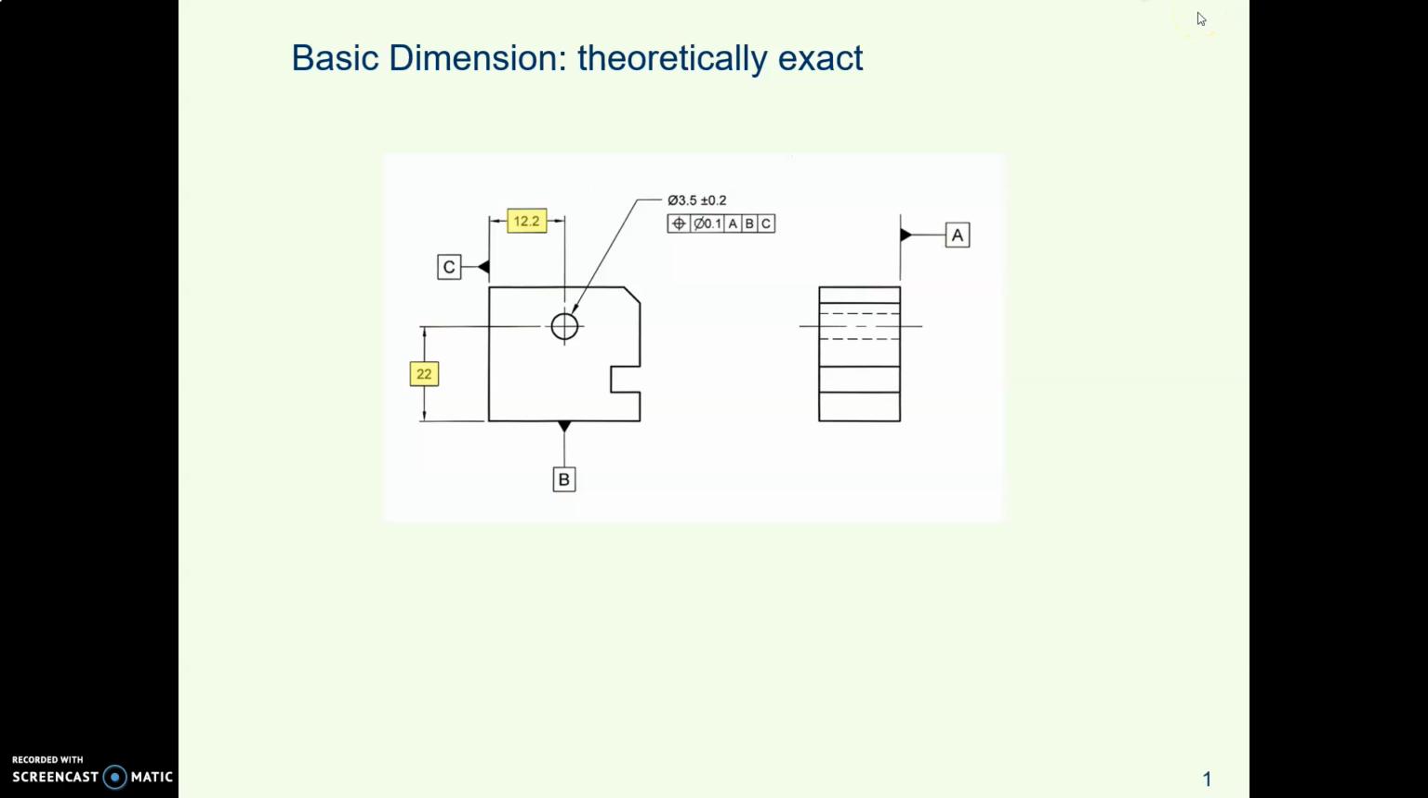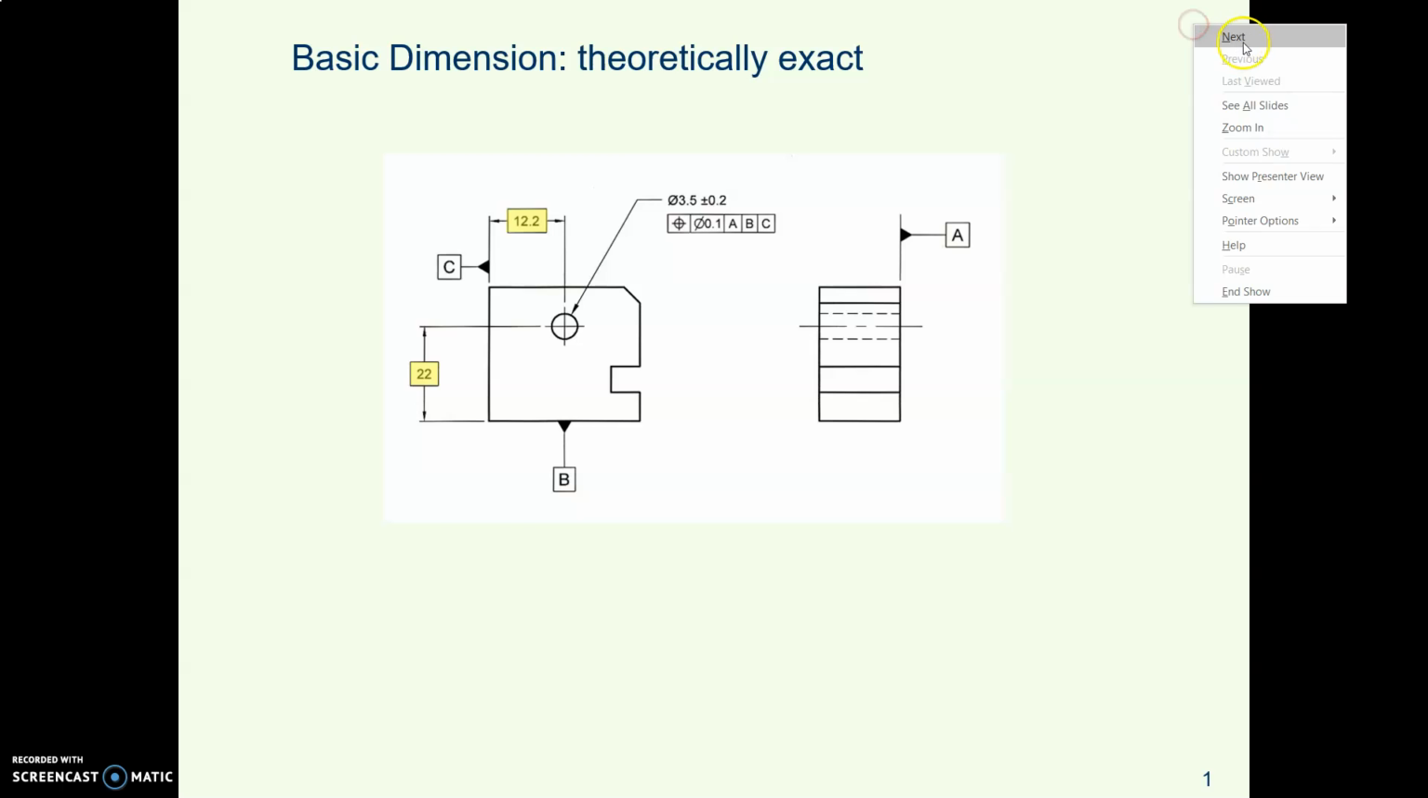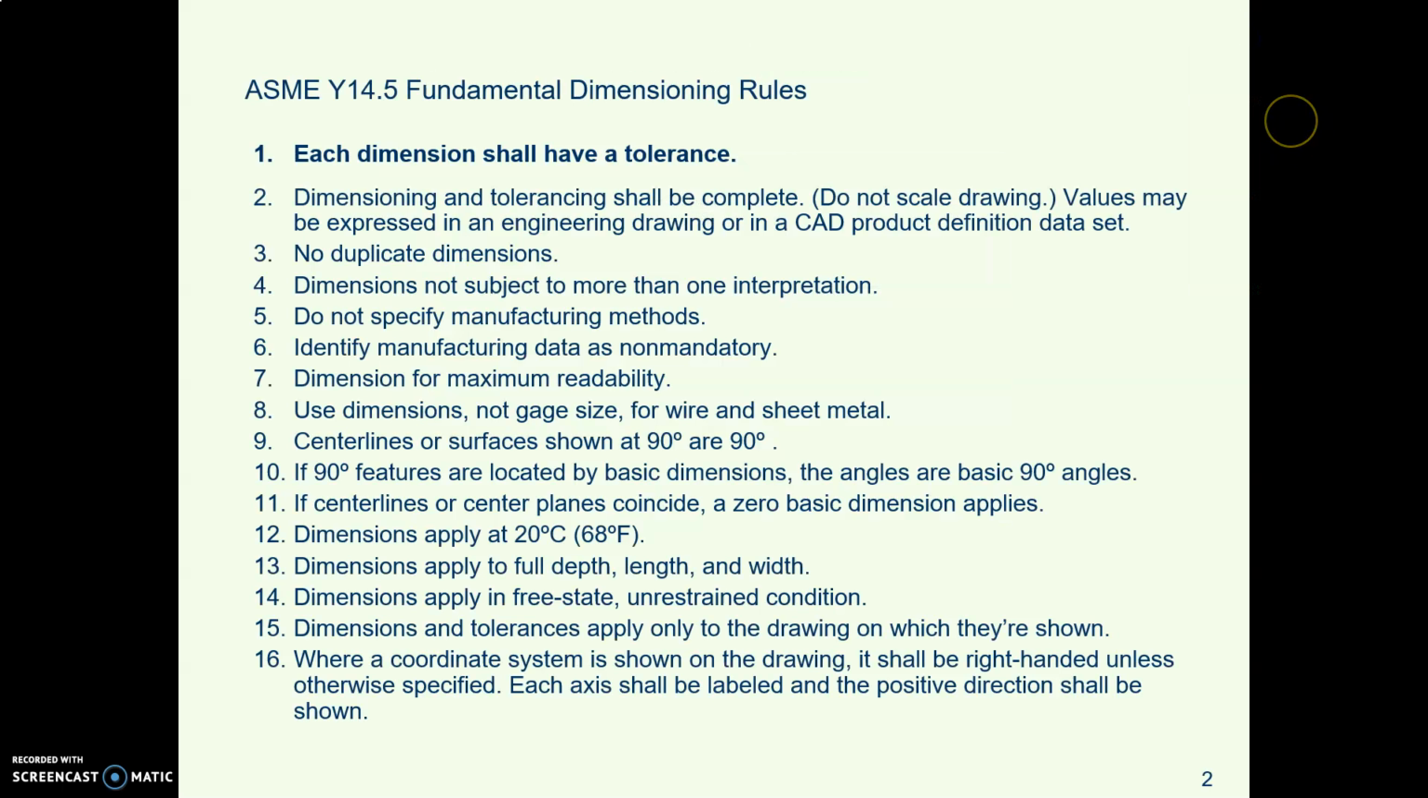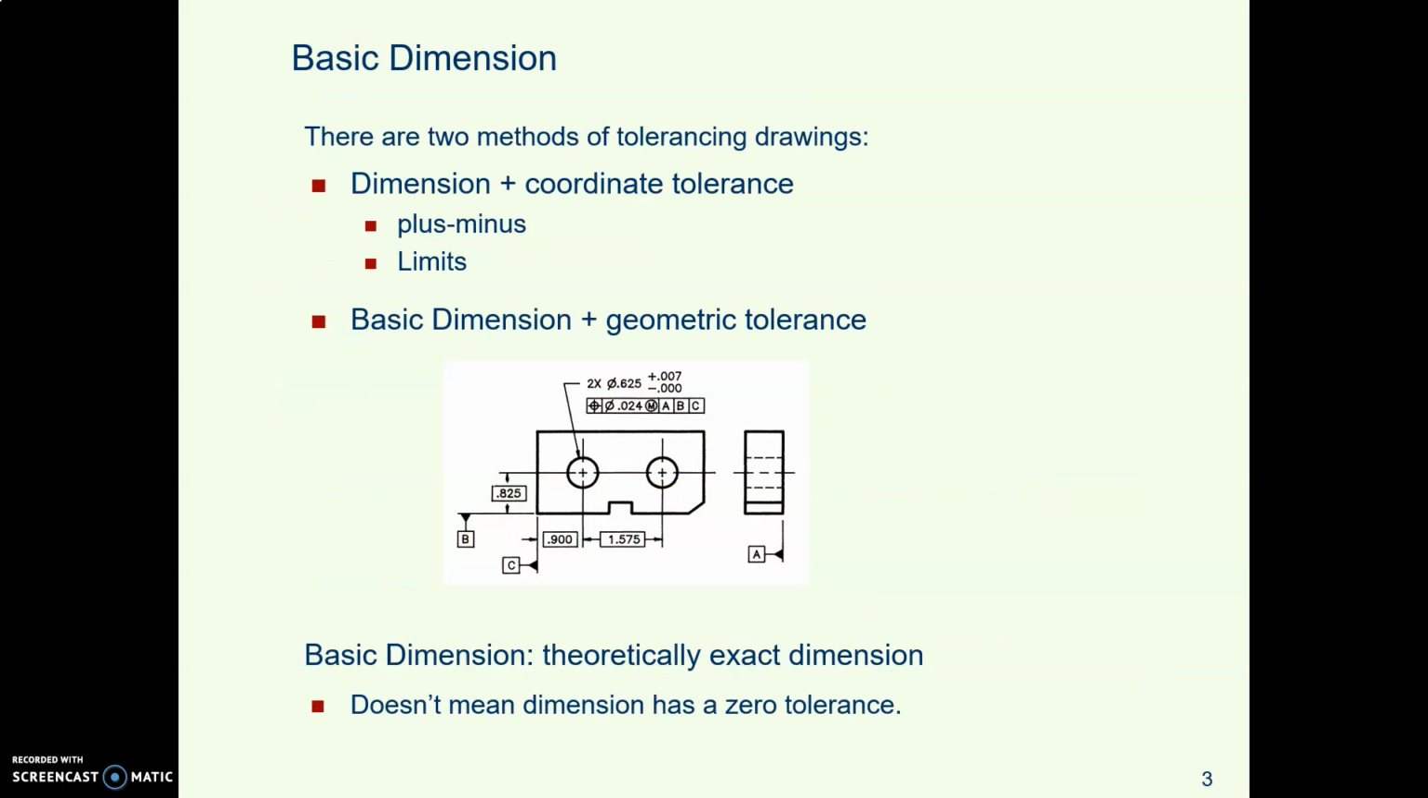A couple of days ago we did a drawing that had basic dimensions on it with boxes, and now let's look at what that means. It means theoretically exact. You remember the fundamental dimensioning rules from the ASME standard that we talk about when we do mechanical drafting. And rule number 1 says each dimension shall have a tolerance.